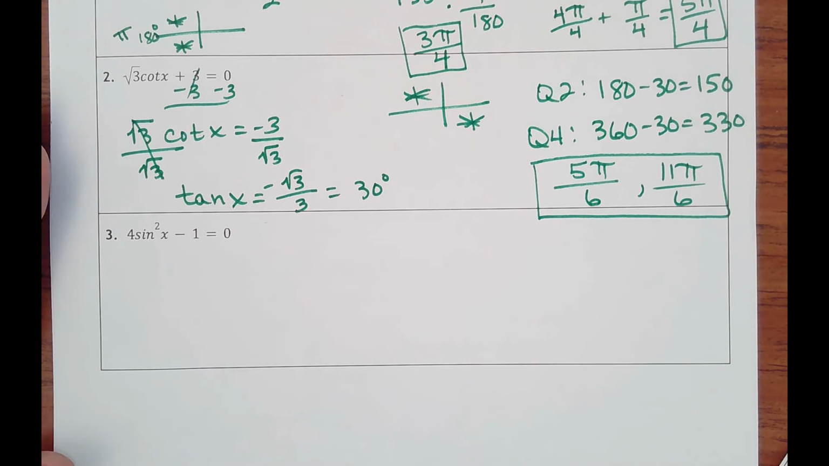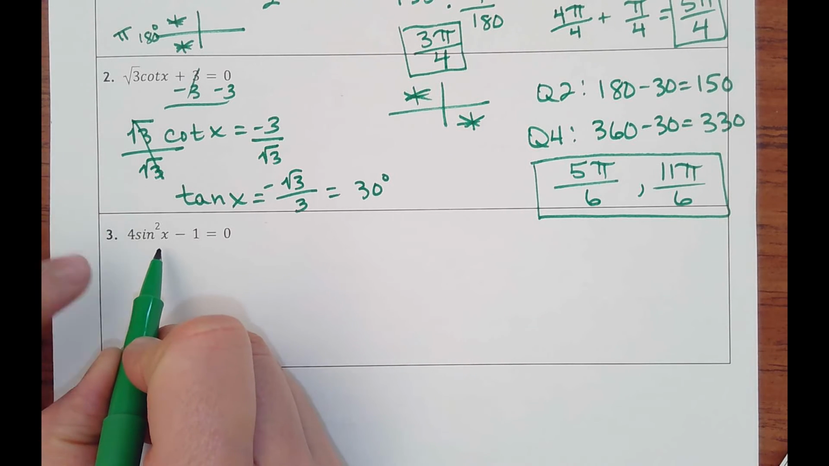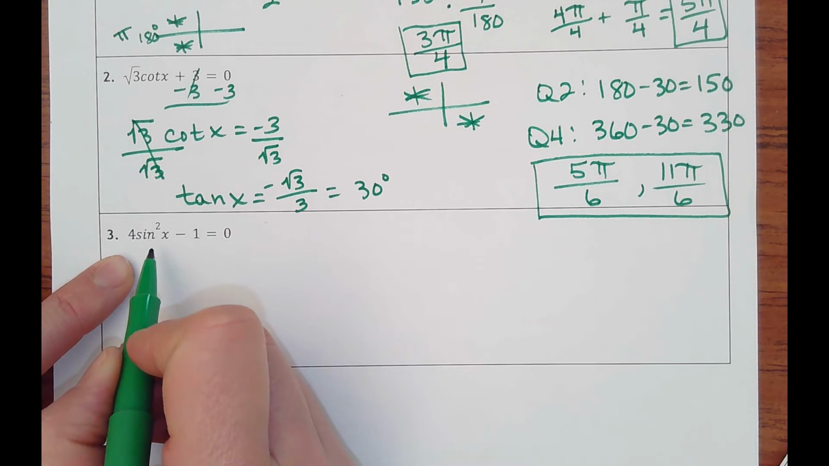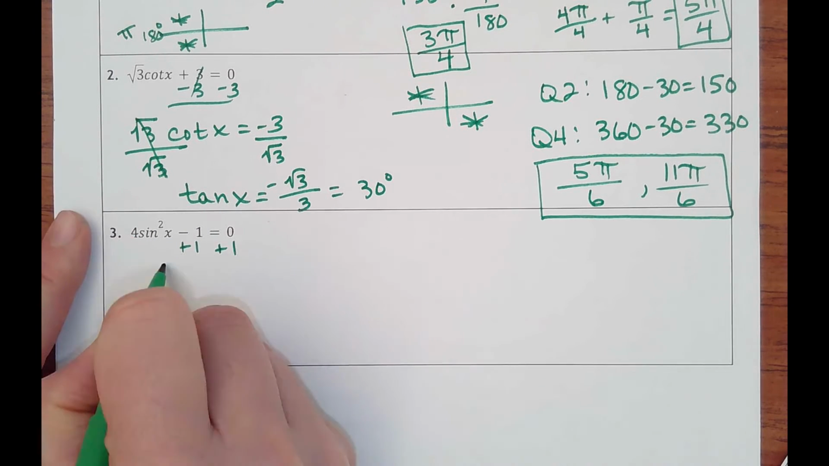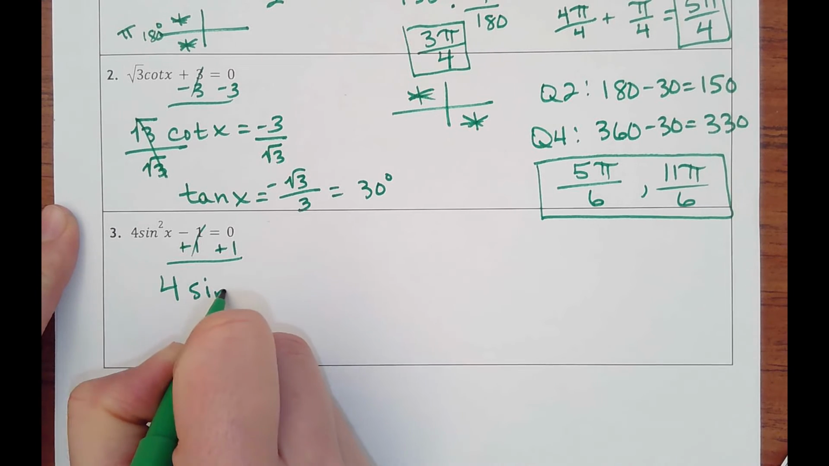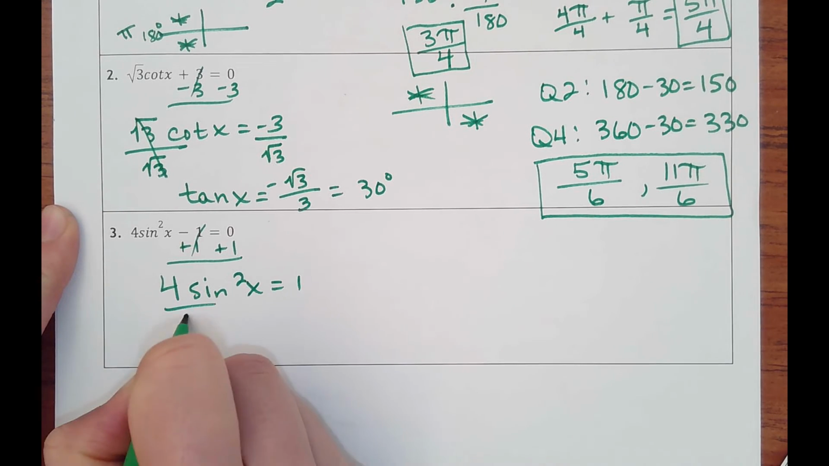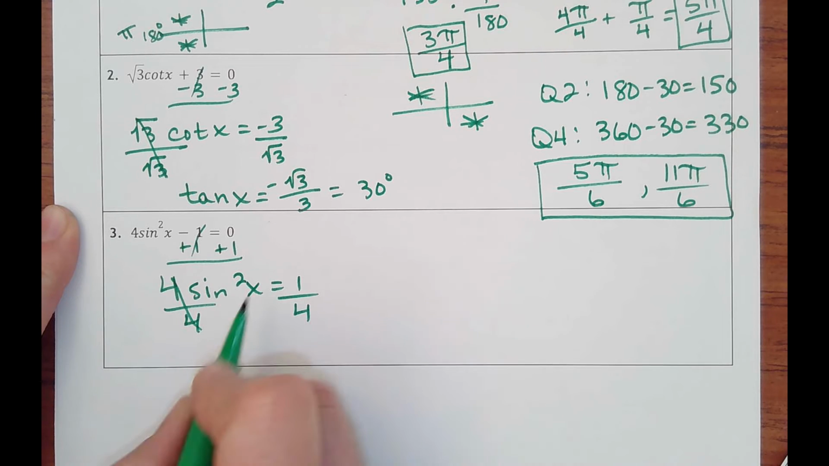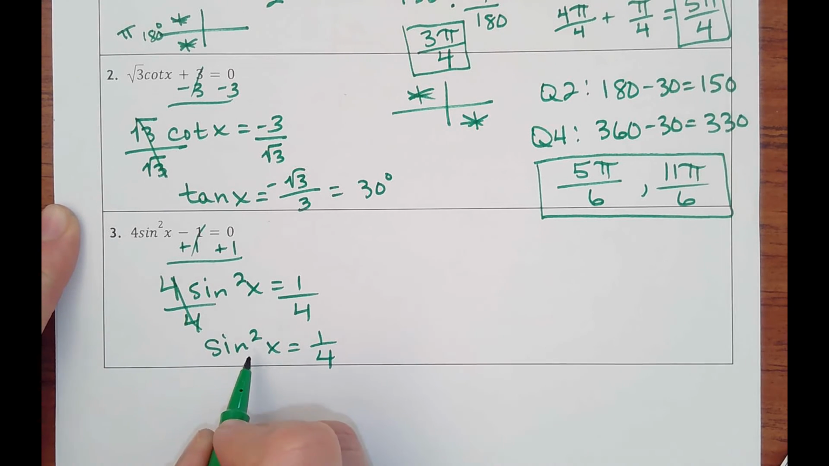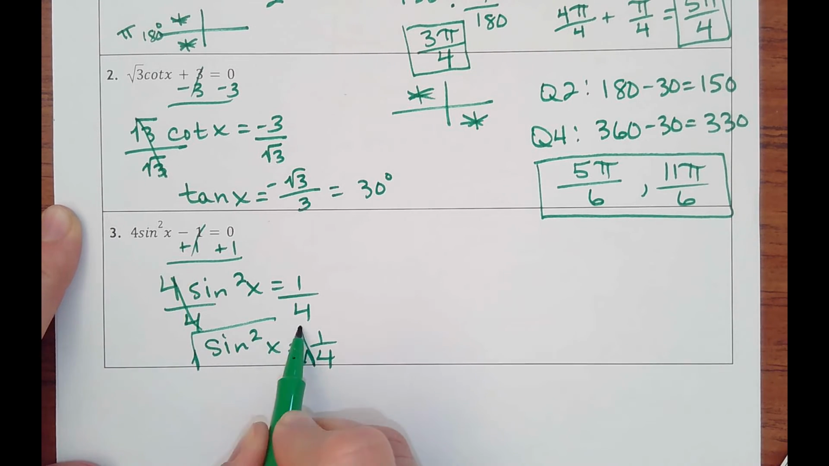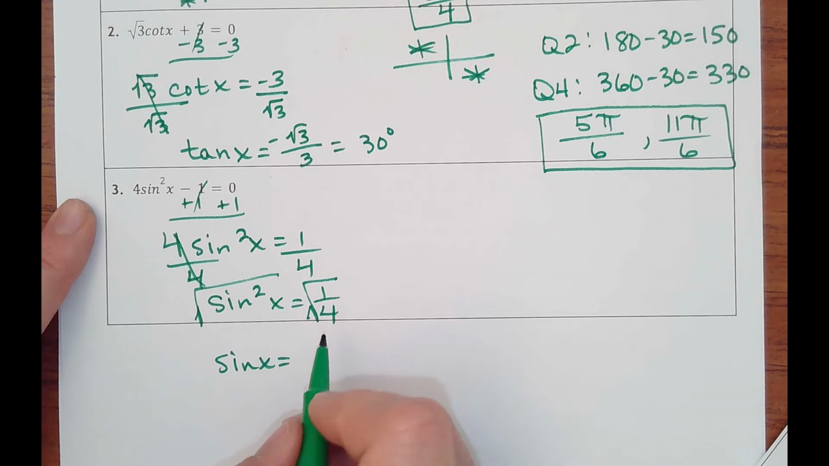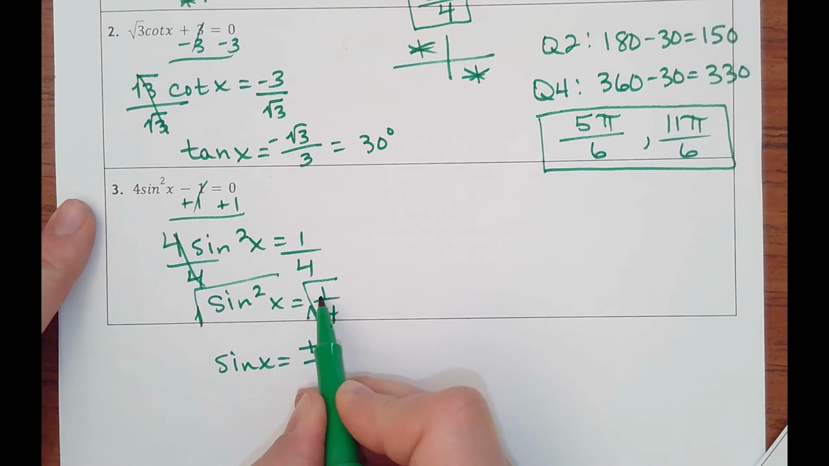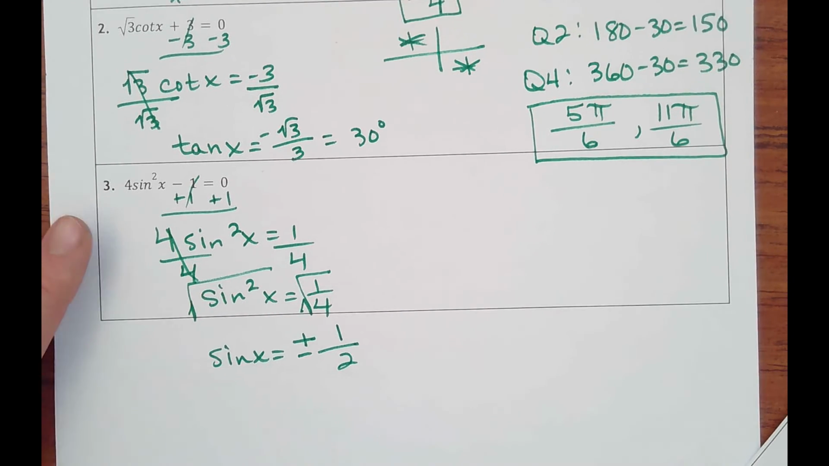All right, and then number 3, 2 different things. You could factor this, or you could go ahead and solve it. We'll get sine squared of x by itself, so I'll add 1 to both sides. Divide by 4. And then to make sine not be squared, I'm going to square root both sides. And when I square root an equation, I get 2 answers. So sine of x is going to be positive or negative. Square root of 1 is 1, square root of 4 is 2. So positive, negative, a half.